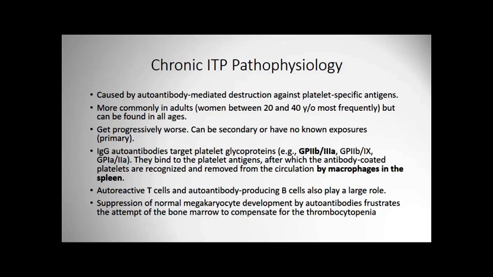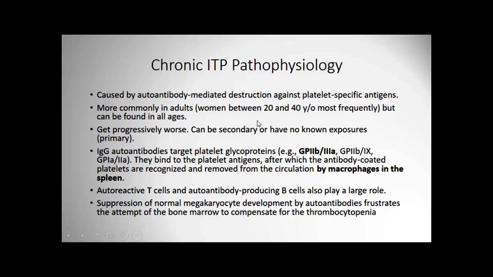And here we have exactly the same mechanism. IgG antibodies target other receptors of the platelets. In the case of acute, it was the Fc receptor. Now we have other types of receptors, 2B3A, 2B9. I'm going to talk a little bit about these receptors later. When they bind, remember, they are going to be removed by the macrophages in the spleen. Other cells of the immune system, like the T cells and B cells, also participate in this process.